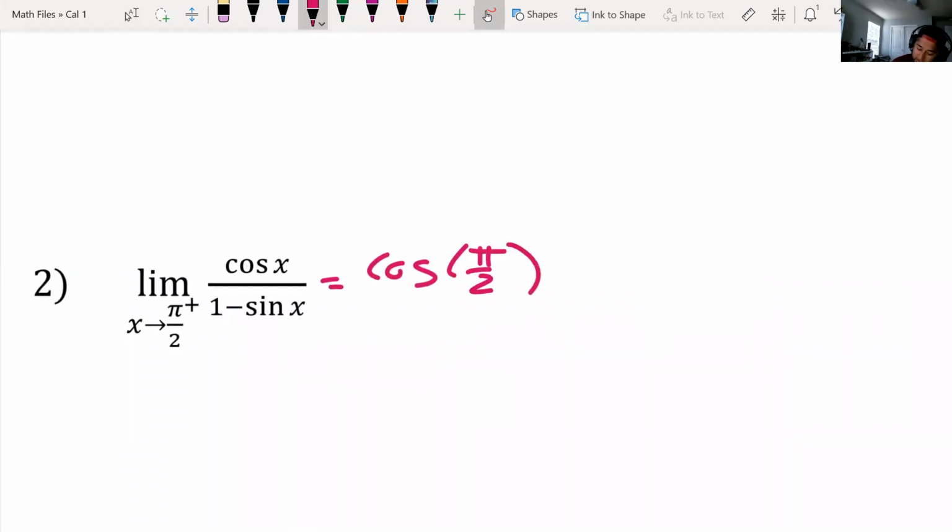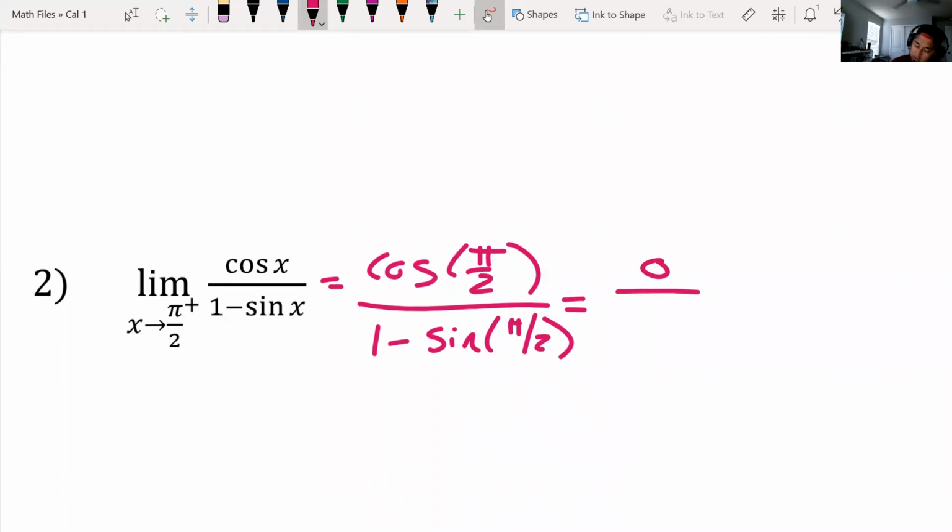All right, cosine pi over 2 over 1 minus the sine of pi over 2. And what's cosine at pi over 2? 0. And you get 1 minus, what's sine at pi over 2? 1. No matter what, that's 0 over 0. Indeterminate. Take them to the hospital.